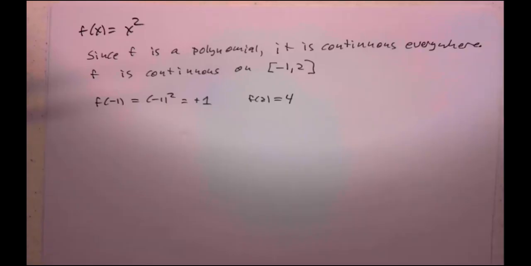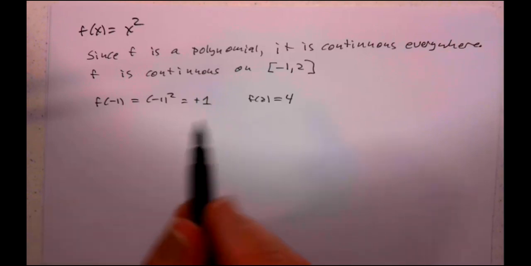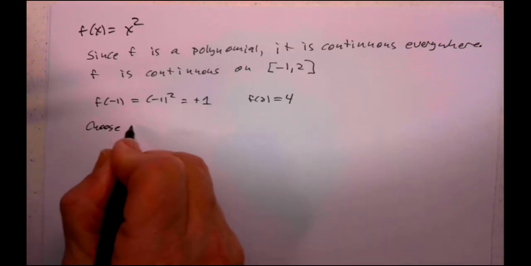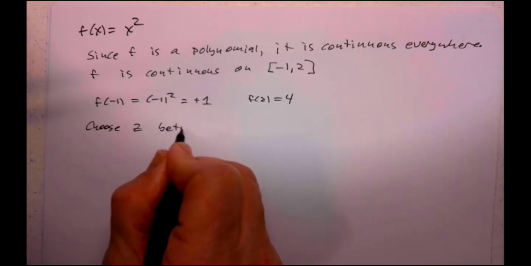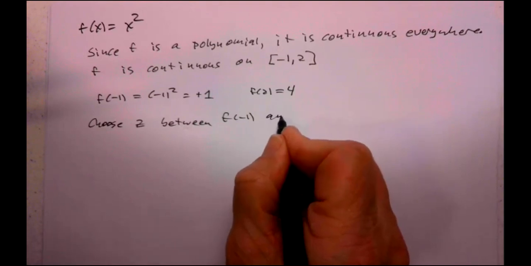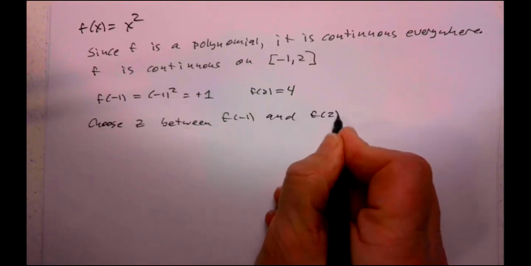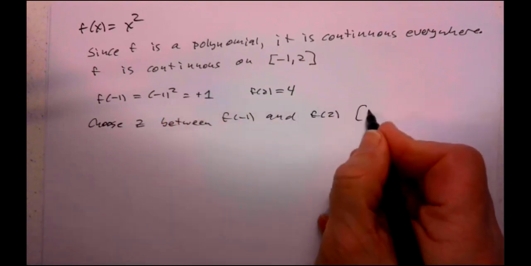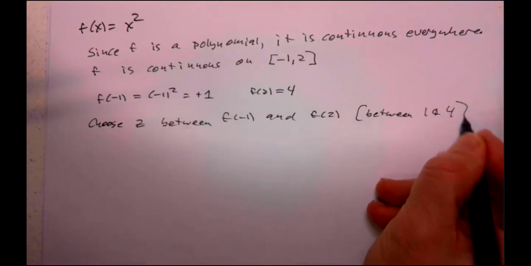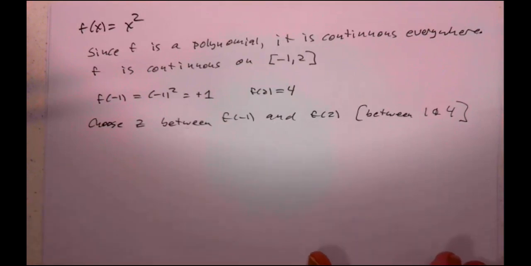So let's take a look. Following the procedure, I'm going to choose a number Z between F of -1 and F of 2, which means between 1 and 4, right? Now, this works for anything you choose. I choose 2.5. Okay.